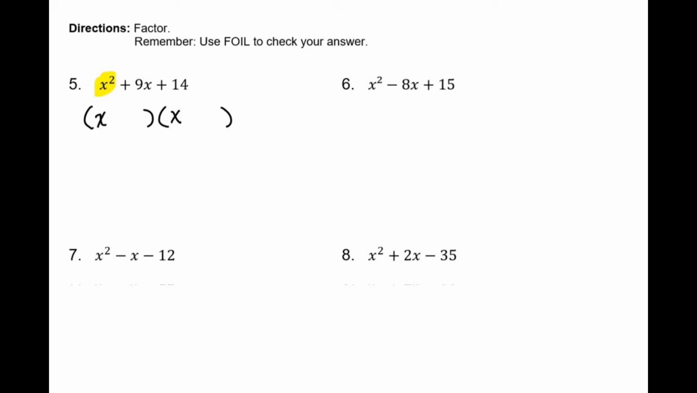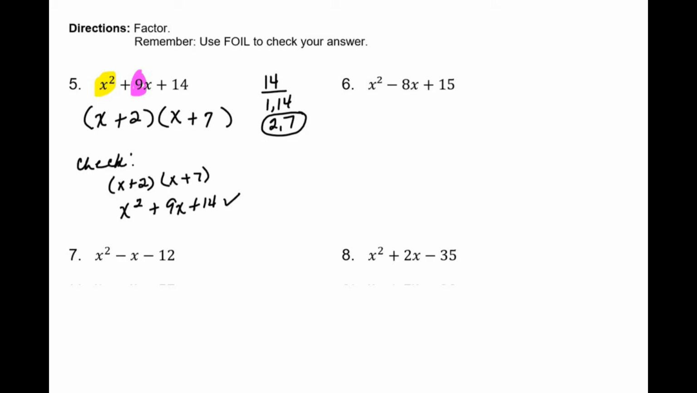Now what I want to do is find two numbers that multiply to give me 14. Okay, so factor pairs of 14 are 1 and 14, 2 and 7. So these are numbers that multiply to give me 14, but I also want those numbers to add to give me positive 9. So that means I'm going to be using the 2 and the 7. So x plus 2 times x plus 7 is my answer. And I can always check this by foiling. And I can see that that checks out.